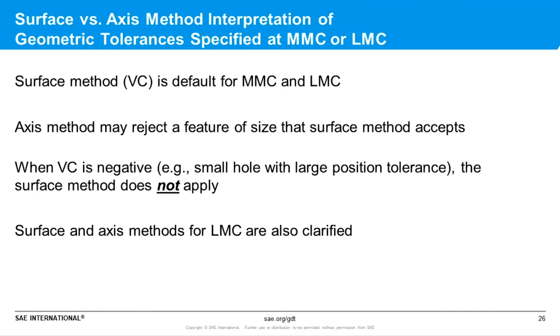And then what is also new, it addresses applications where you may have a negative virtual condition boundary size. In other words, for example, you may have a very small hole with a large position tolerance value, and therefore, doing the calculation, your virtual condition becomes negative. And obviously we can't have that. So it just clarifies that when that happens, the surface method does not apply. Now you do have to use the axis method for verification for the location of that feature of size. Okay. And then also it added some additional verbiage there to further clarify surface and axis method interpretations for LMC as well.